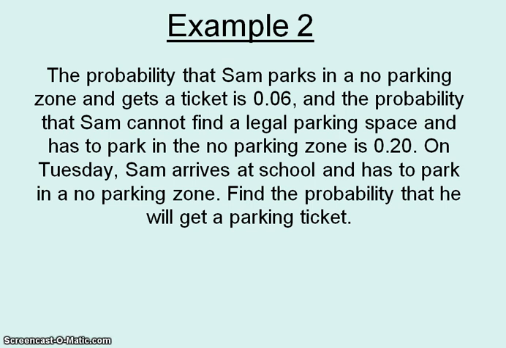Sometimes it's easy to think of this as out of 100 cases because we're dealing with 0.06 and 0.20. So if you want to think of it without the formula for one second as just 100 cases, if he went 100 straight days, with a 0.2 probability of getting a no parking zone, then 20 out of 100 days he would get a no parking zone.